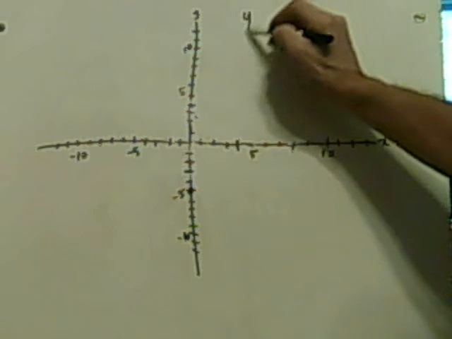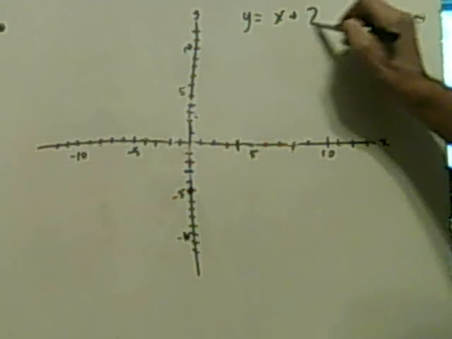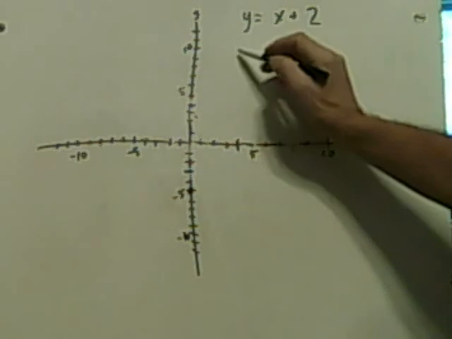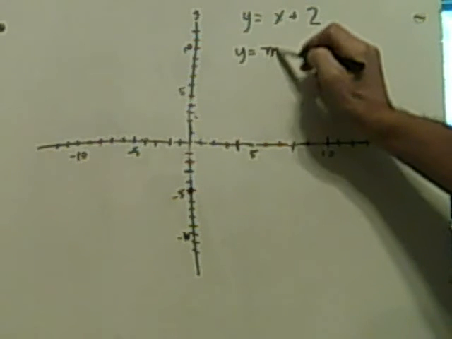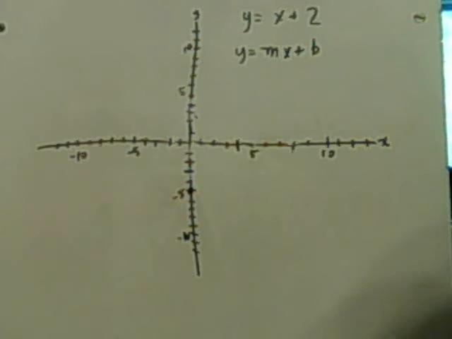Okay, now let's try this one. Find the slope and the y-intercept of each line. So y is equal to x plus 2. Now, the thing about this one is, what you want to learn is that a general equation for a line can be written as y is equal to mx plus b. I learned this in grade school or junior high or high school.